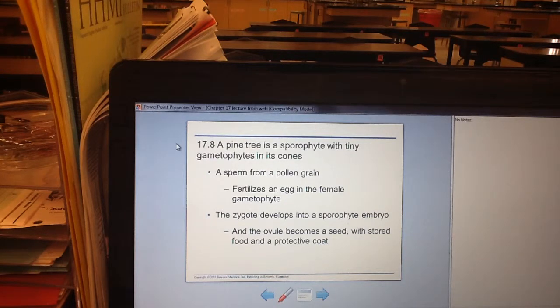Now, the sperm is in that pollen grain, and it looks like the little yellow dusting that is found on pine trees, and we'll see them as we go further. What they do is fertilize the egg that is found inside the pine cone. Then you have a zygote develop because the sperm and the egg come together. That zygote will then develop into another sporophyte, and that sporophyte will grow up to be the ginormous tree.